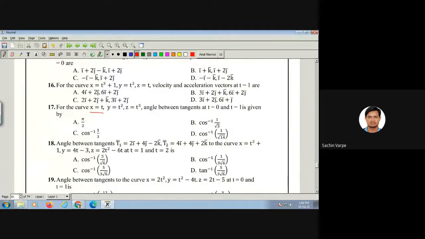For the curve, angle between the tangents. So first of all, express this in terms of r bar, differentiate it, that will be a tangent vector, and that tangent vector at this point will be t1 bar and at this point will be t2 bar. And then the question is, find the angle between the tangents. So what is the angle? Cos theta is equal to t1 bar dot t2 bar upon magnitude of t1 bar into magnitude of t2 bar. That will be the angle.